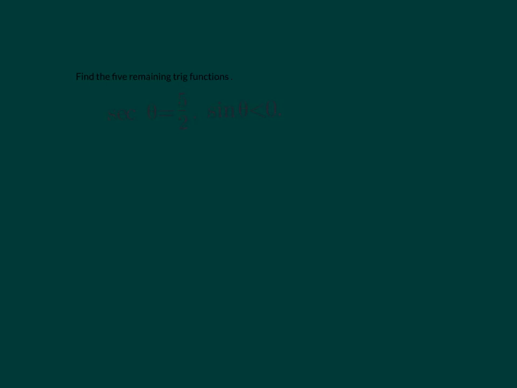We've got secant is equal to 5 over 2. Now remember, secant is not the inverse function, it's the reciprocal function of cosine. So if secant is 5 over 2, then that means that our hypotenuse is going to be 5 and our adjacent side is going to be 2. But it also tells us that sine is negative. So think about secant is positive both in the first quadrant and in the fourth quadrant. But for sine to be negative, it's going to have to be in the fourth quadrant.